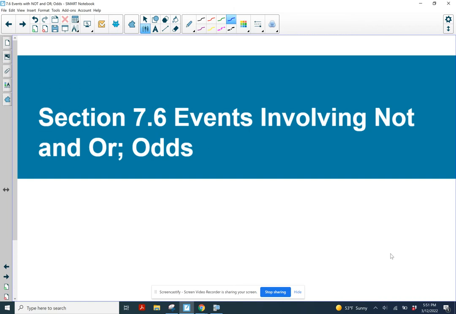Hello again. This is section 7.6. We're going to be talking about probability of events that involve not, like if we say not drawing a queen when you draw one card out of a deck. So events that involve not and or, and then we're also going to talk about odds in this section. So let's dive right in.